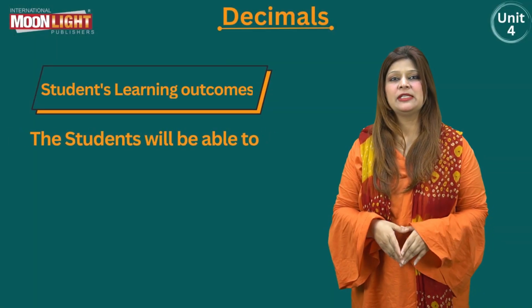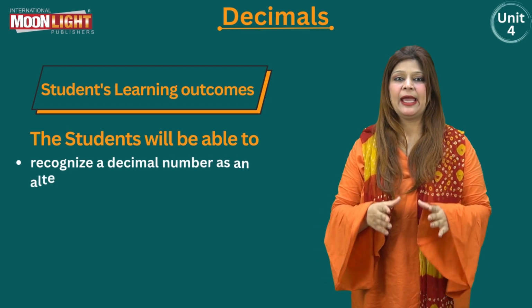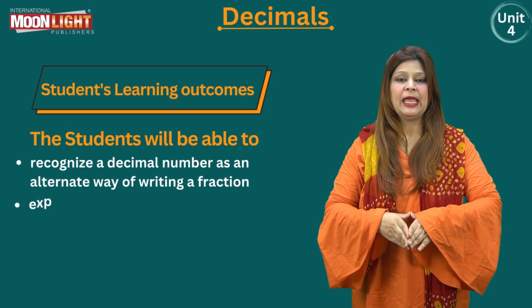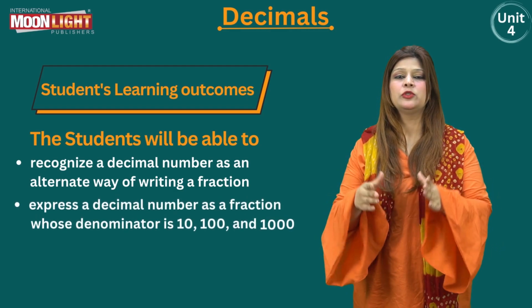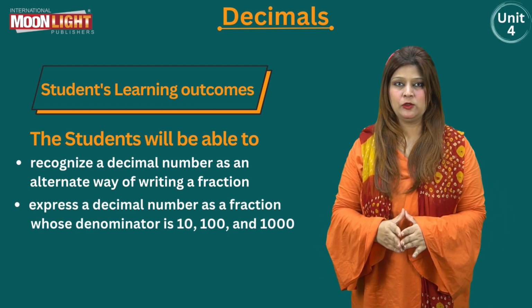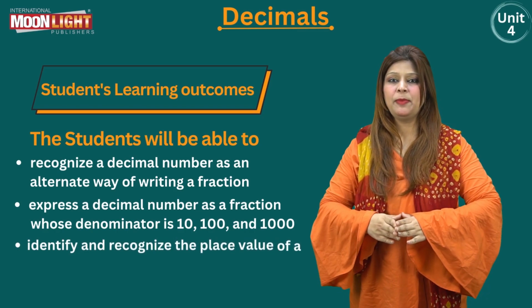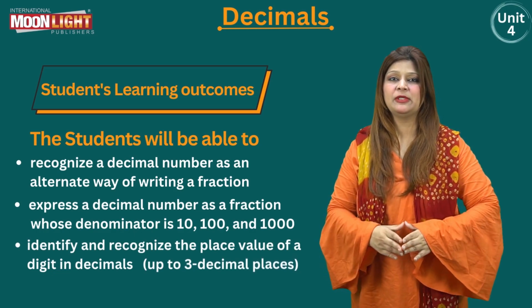By the end of this lesson, you will be able to recognize a decimal number as an alternate way of writing a fraction and express a decimal number as a fraction whose denominator is 10, 100 and 1000. Also, you are going to identify and recognize the place value of a digit in decimals up to 3 decimal places.